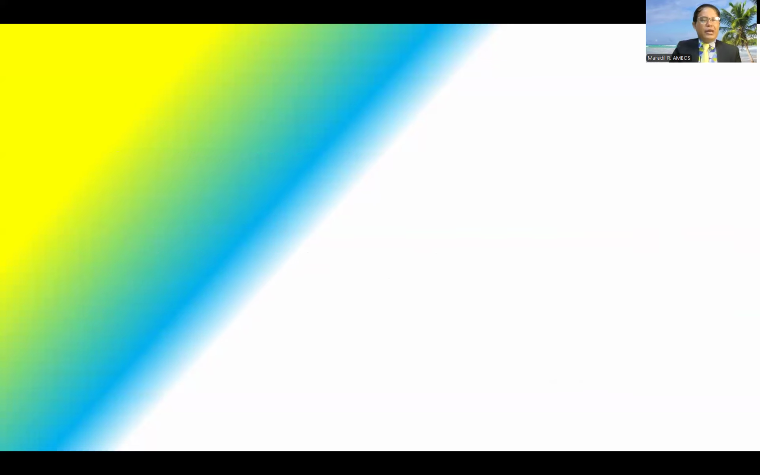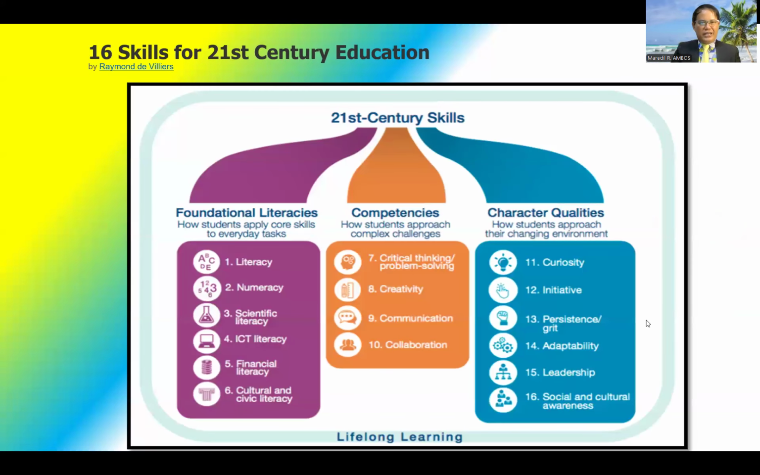We also have the 16 skills for 21st century education, and this is divided into three subcategories. We have the foundational literacies, which talks about how students apply core skills to everyday tasks. We have the competency skills, which talks about how students approach complex challenges. And lastly, character qualities, which talks about how students approach their changing environment.